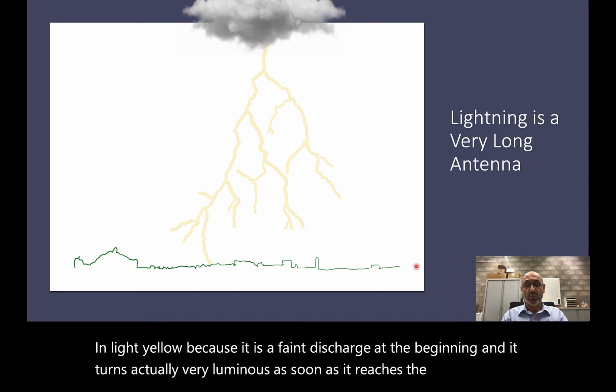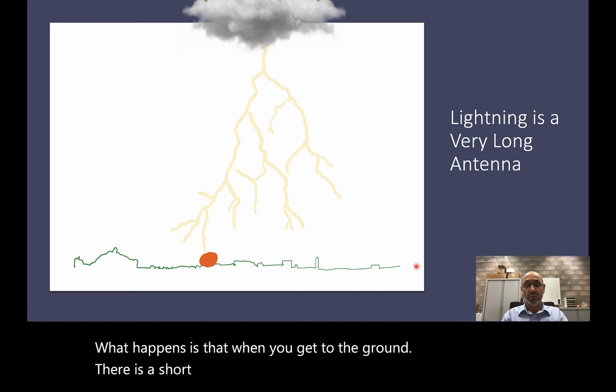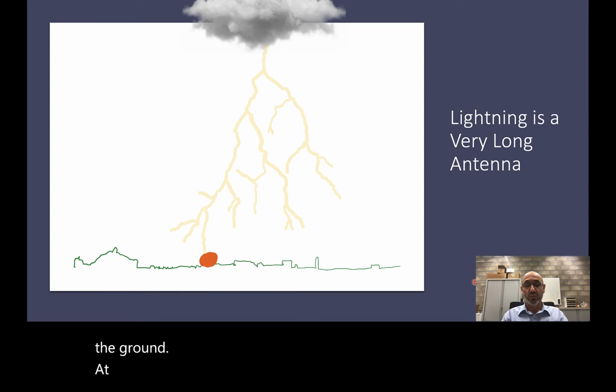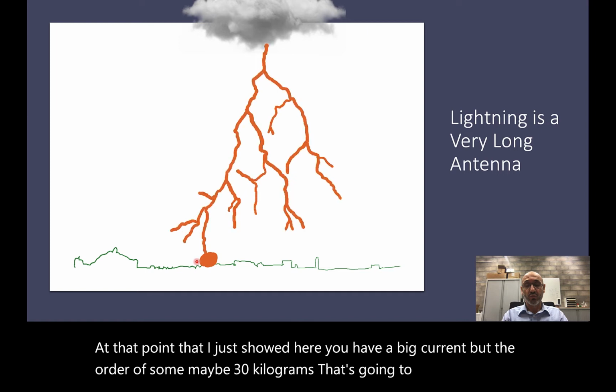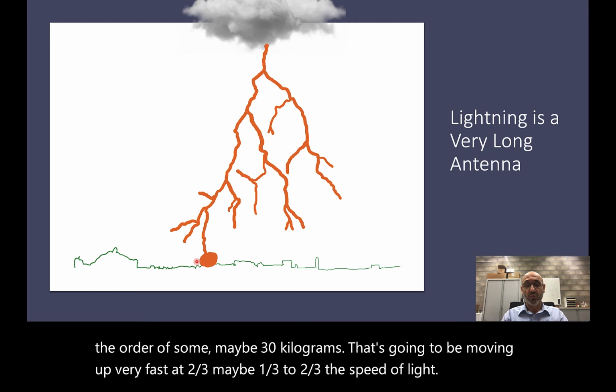What happens is that when you get to the ground, there is a short circuit between the potential that was brought from the cloud to the ground and the potential of the ground. At that point, you have a big current of the order of maybe 30 kiloamps that's going to be moving up very fast, at maybe 1/3 to 2/3 the speed of light, and it will light up the channel.